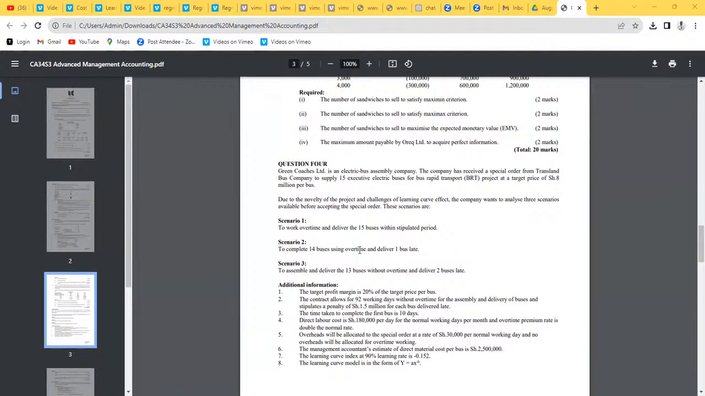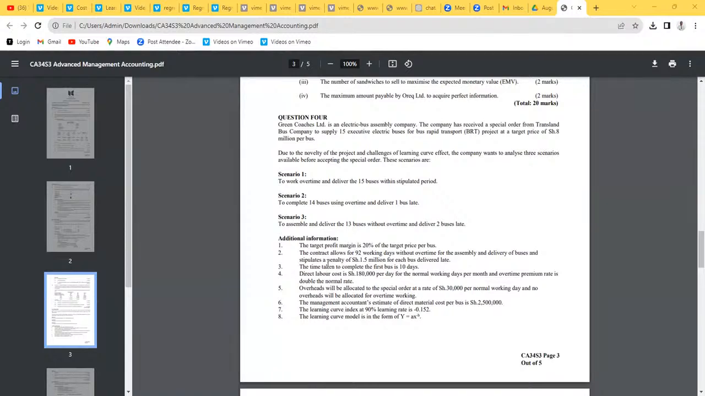So let's look at the consequences. Number 1, the target profit margin is 20% of the target price per bus. The contract allows for 92 working days without overtime for assembly and delivery of buses and stipulates a penalty of 1.5 million for each bus delivered late. The time taken to complete the first bus is 10 days.